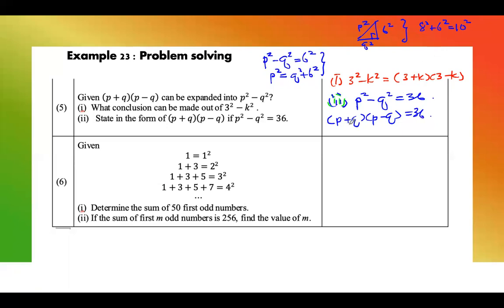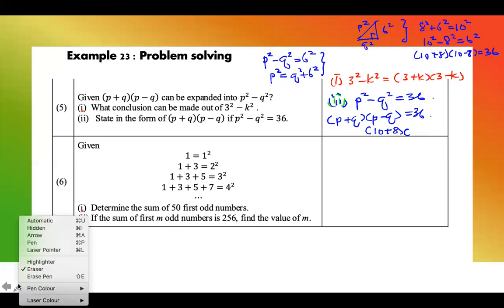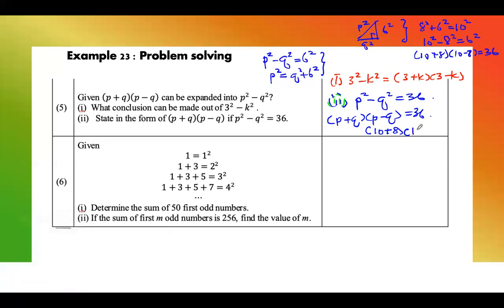Therefore, p plus q, right? So it's 10 squared minus 8 squared equals 6 squared. Therefore, we have 10 plus 8, 10 minus 8, which equals 36. So p plus q, p minus q equals 36 can be written as 10 plus 8 and 10 minus 8, equals 36.